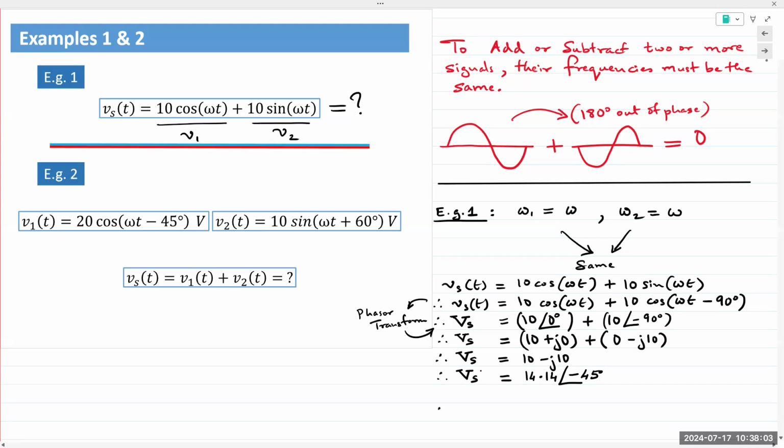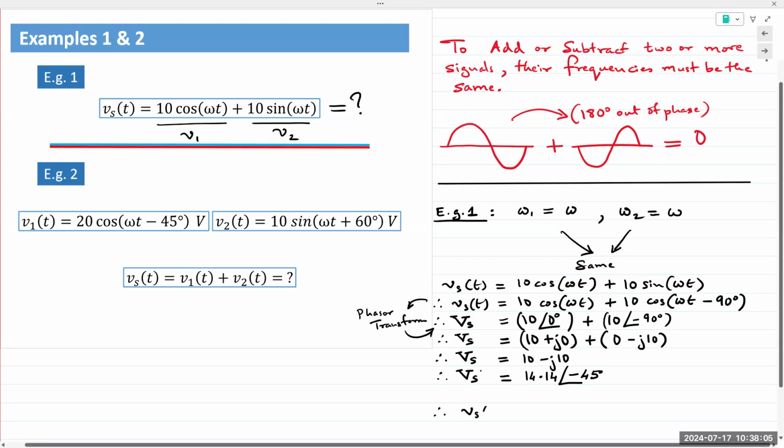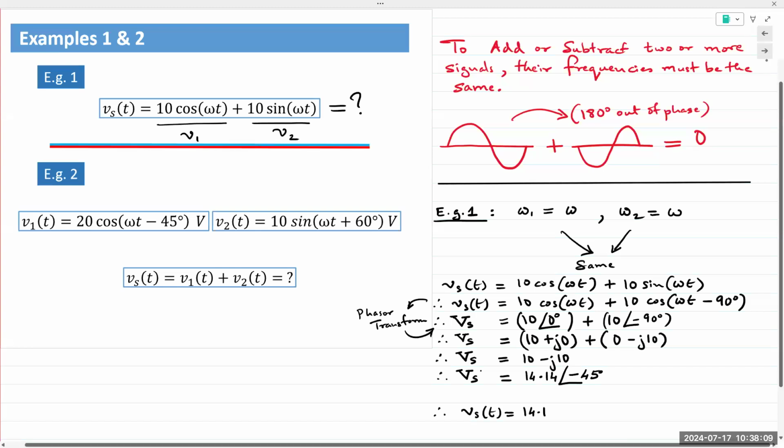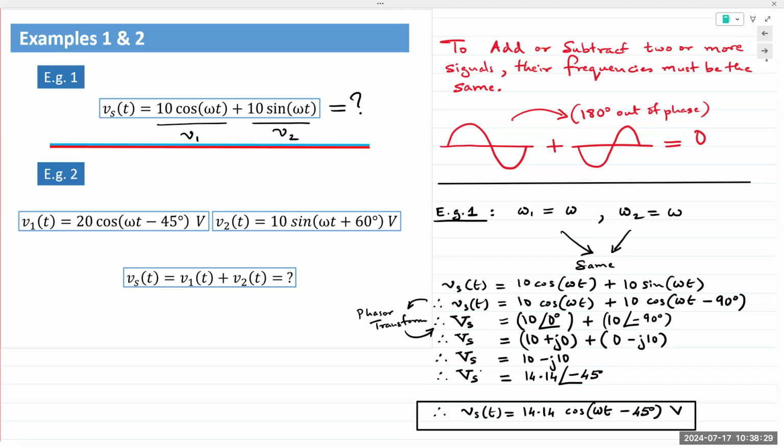And therefore, Vs of t would be 14.14 cos of omega t minus 45 degrees. That is my final answer. Let's take a pause while you write it all down, and I will explain.